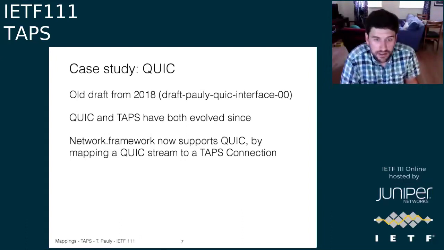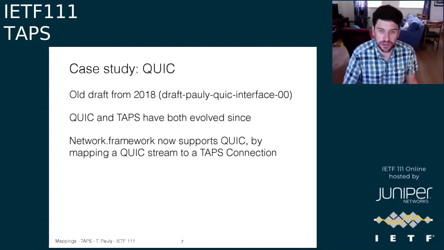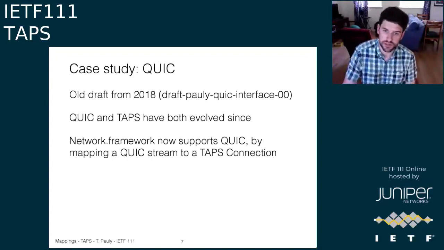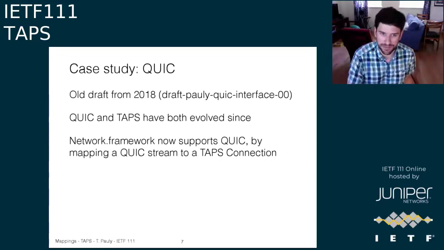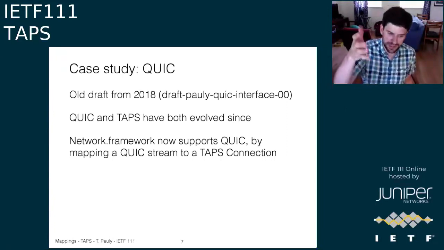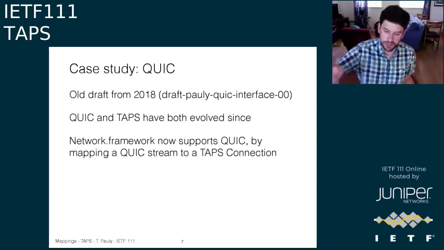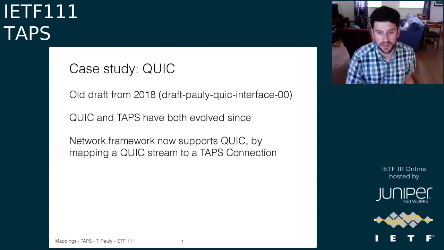And since then, as I mentioned before, Network Framework, as of this year, supports QUIC, and so we had to do the work to map QUIC into the TAPS-like APIs, and did the work to map it as a QUIC stream equals a TAPS connection. And that seemed to be the cleanest mapping there.